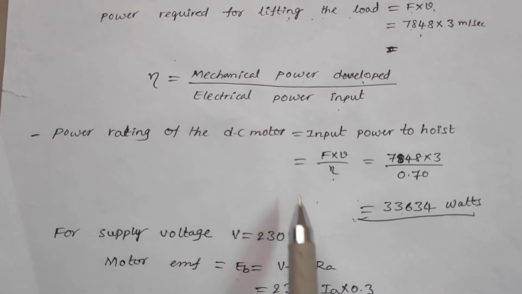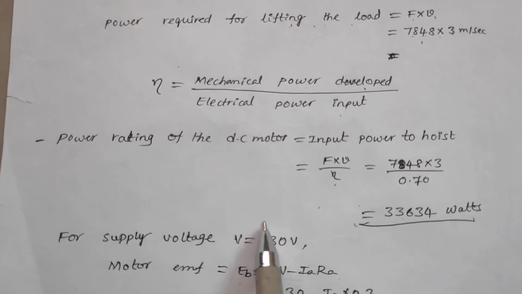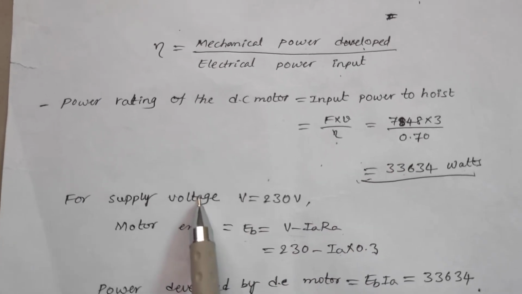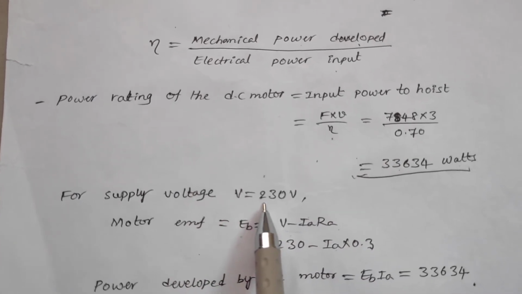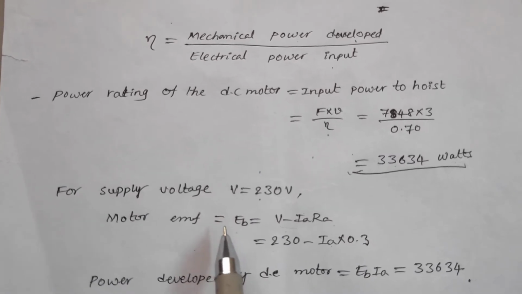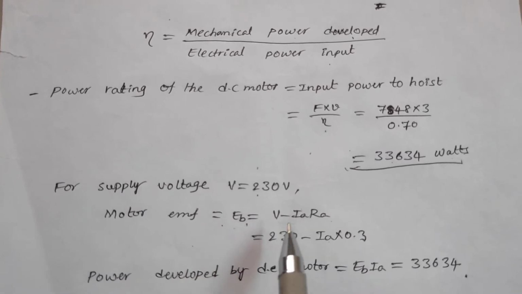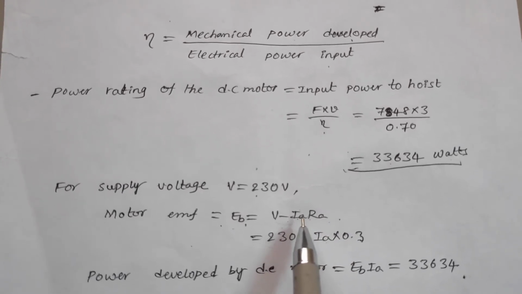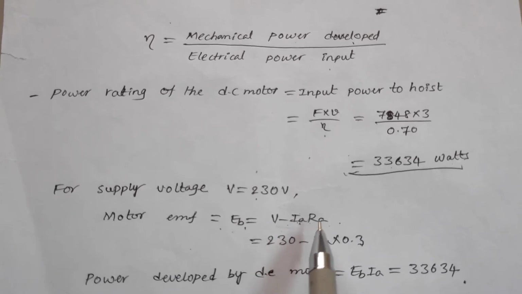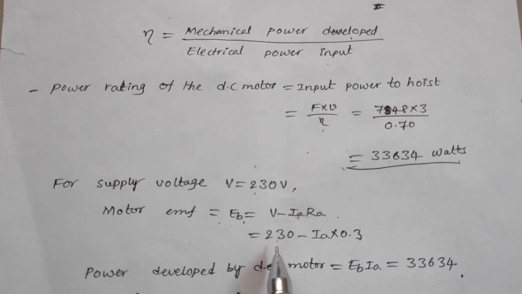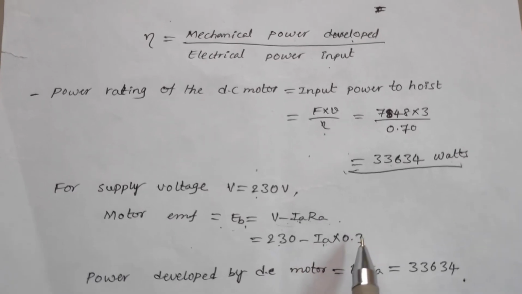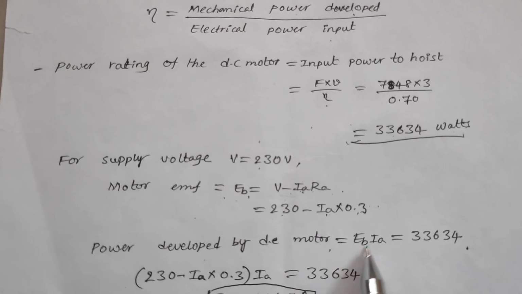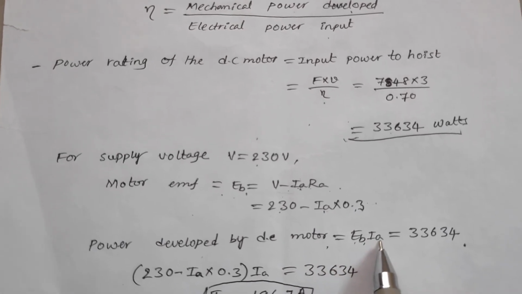Now how can we express the power rating of the DC motor in terms of electrical quantities? The supply voltage was given as 230 volts. The back EMF equation is V minus IA into RA. Here IA is unknown, as it was not given in the problem statement. So we keep it as it is and substitute the remaining values: 230 minus IA into 0.3. Now the power developed by the DC motor is nothing but back EMF into armature current.